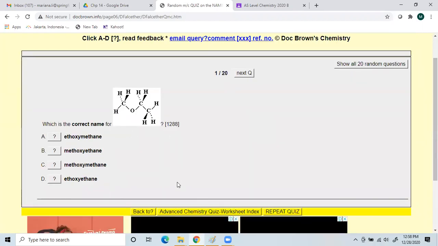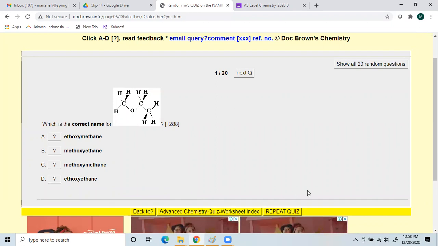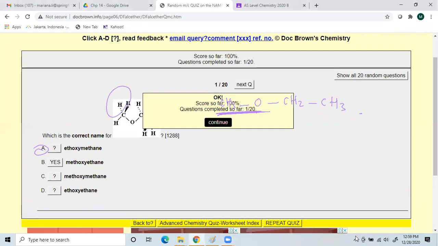Which is the correct name for this? Okay, here this is an ether. This is R group, CH3, O, CH2, CH3. The shorter R is the alkoxy group. So this becomes the alkoxy group, 1 C, so methoxy. The longest chain consists of 2 C's, so methoxyethane would be the correct name for this. Let's try. Yes. Your score is 100.